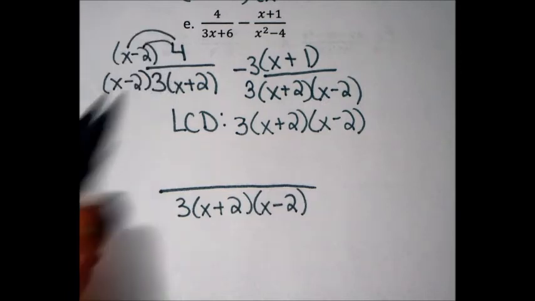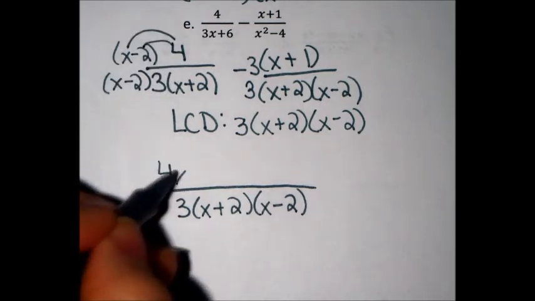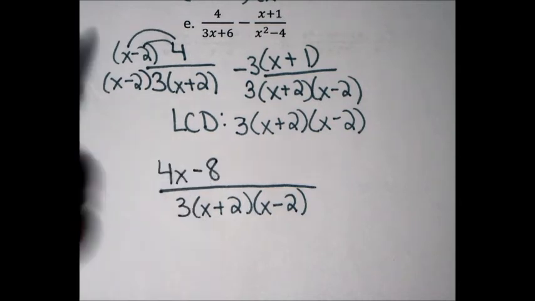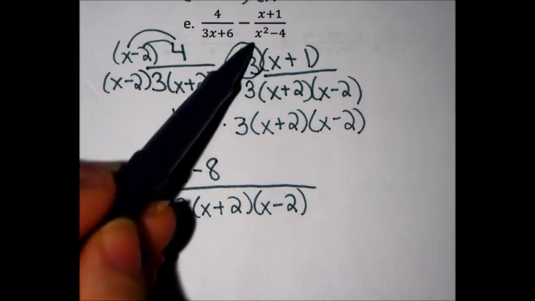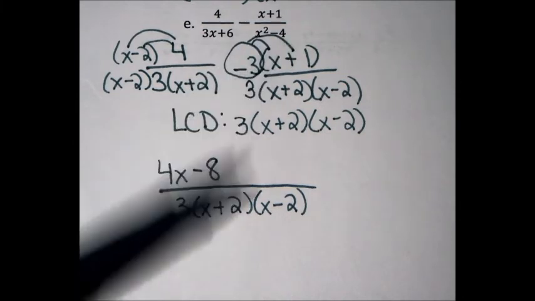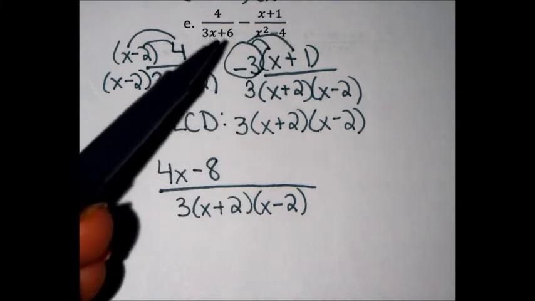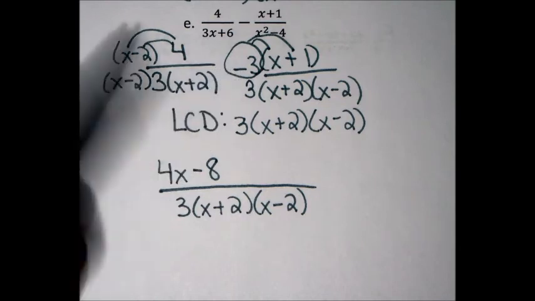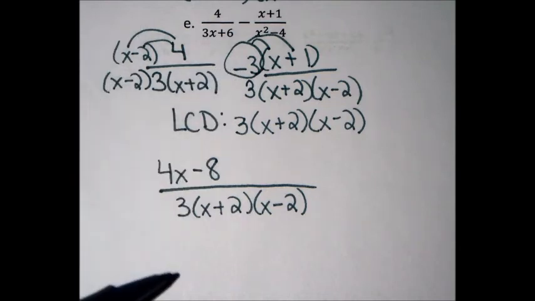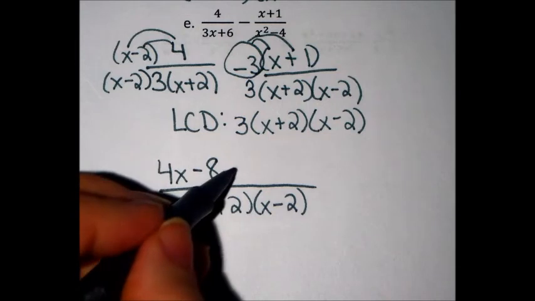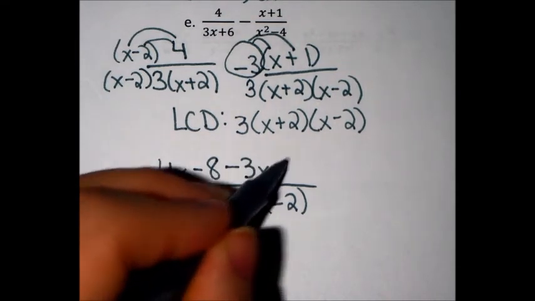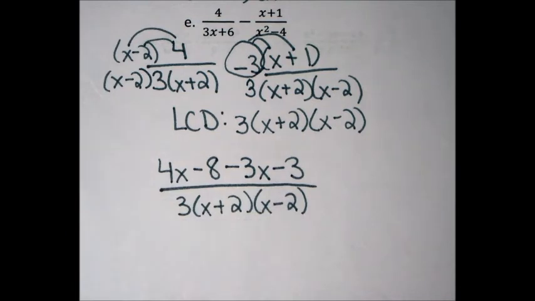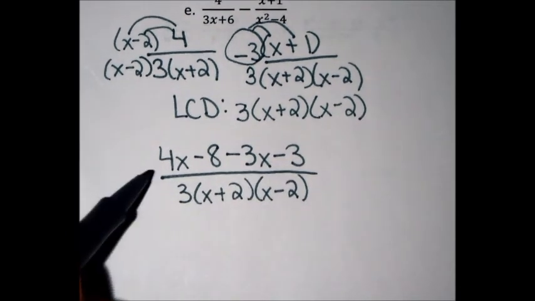And my numerators, I have 4 times x and 4 times negative 2. And here's where a lot of people make a mistake. We're actually distributing a negative 3 because we are subtracting. I see too many times people forgetting that we're subtracting as we're working these out. So it's better to just distribute your negative. So I have negative 3x minus 3.